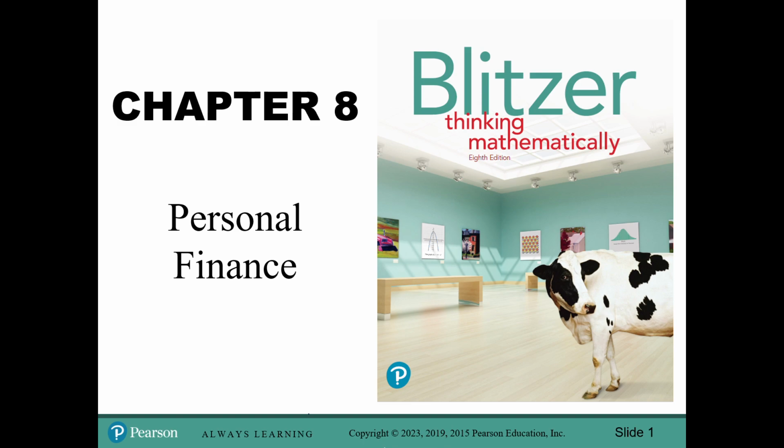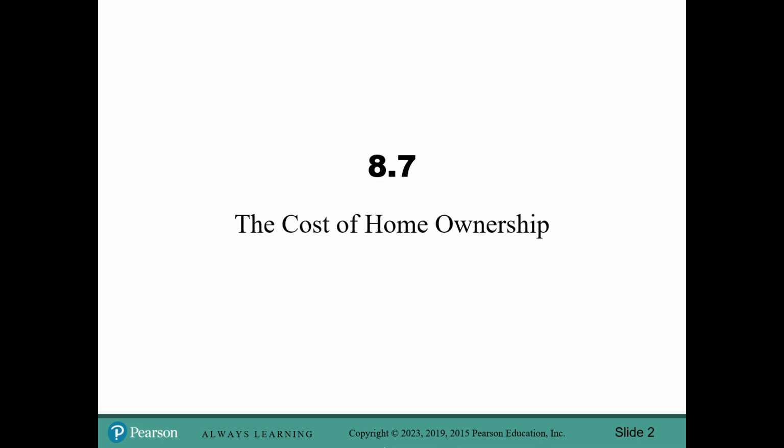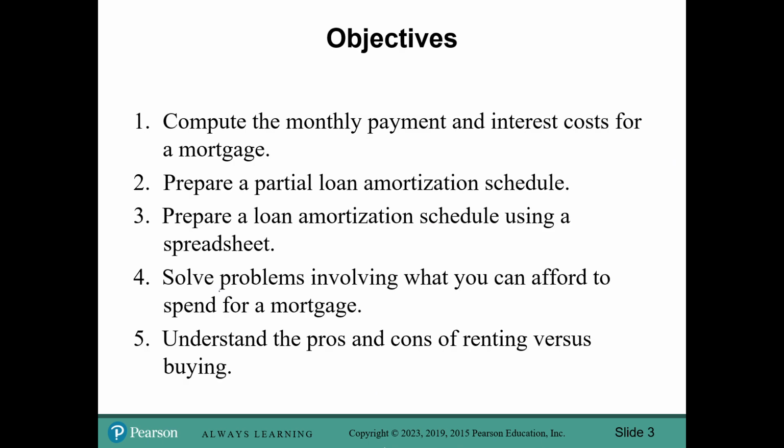Hello class, today we will be looking at Chapter 8, Personal Finance, Section 8.7, the cost of home ownership. Now our objectives today are to compute the monthly payment and interest cost for a mortgage, prepare a partial loan amortization schedule, prepare a loan amortization schedule using a spreadsheet, and solve problems involving what you can afford to spend for a mortgage. We need to understand the pros and cons of renting versus buying.